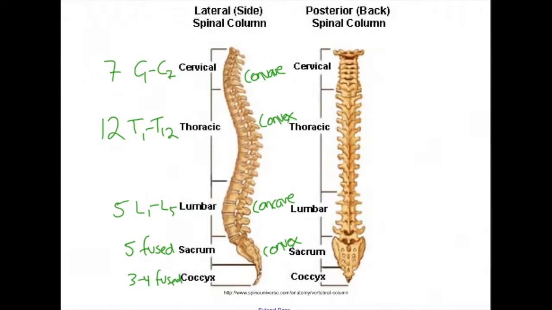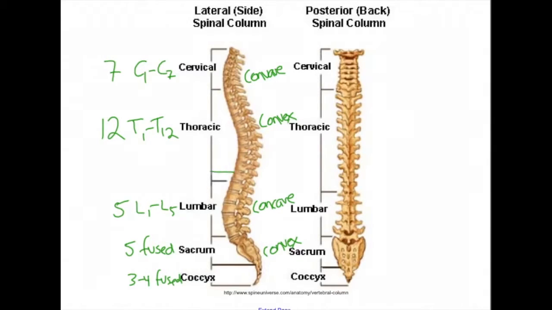Another way to remember the numbers of vertebrae within each category, remember the times you eat. You eat breakfast at 7 o'clock, cervical vertebrae. You eat lunch at 12 or noon for thoracic vertebrae. And then you eat dinner at 5 for lumbar vertebrae.